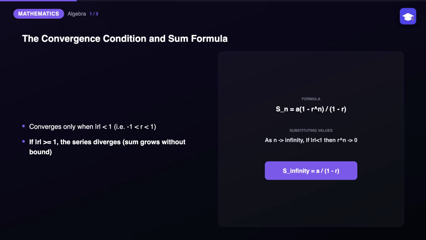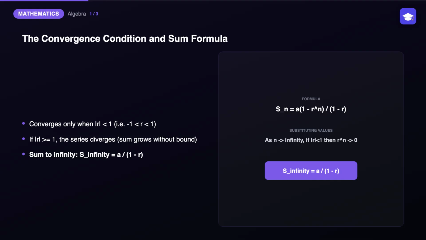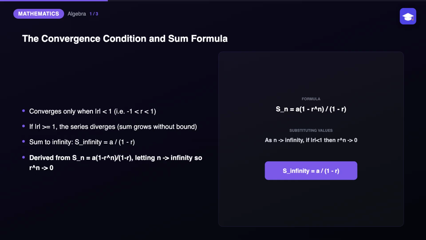When this convergence condition, -1 less than r less than 1, is genuinely satisfied, the sum to infinity is given by the elegant formula, S infinity equals a divided by 1 minus r, where a is the first term. This formula is genuinely derived by taking the standard finite sum formula, Sn equals a times 1 minus r to the power n, all over 1 minus r, and letting n approach infinity, since r to the power n approaches 0 specifically when the magnitude of r is less than 1.